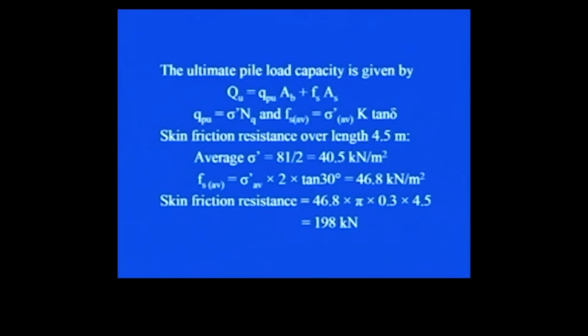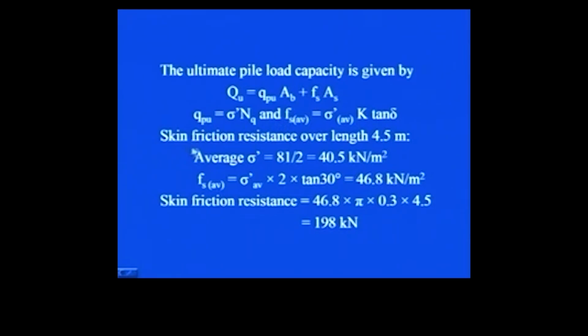The ultimate pile load capacity is then given by the general equation Qu is equal to Qpu into Ab plus Fs into As, where Qpu is sigma prime into Nq, and Fs average is sigma prime average into K tan delta, that we have studied in detail in the last class.